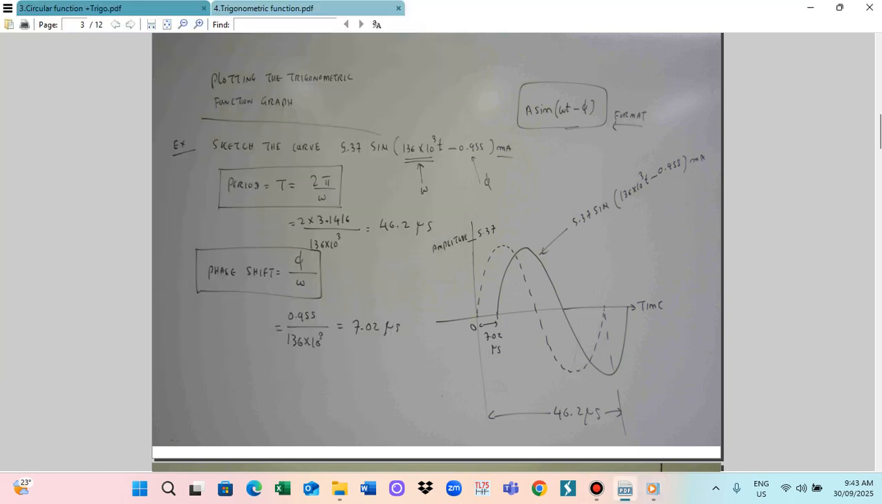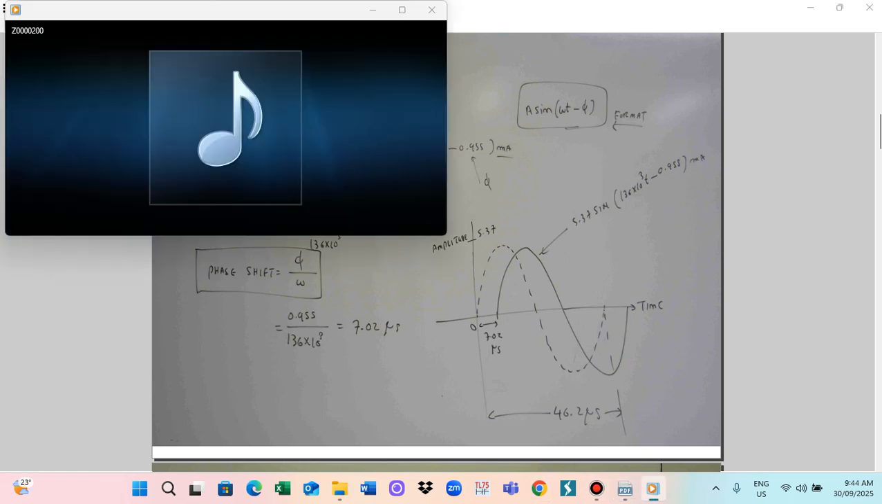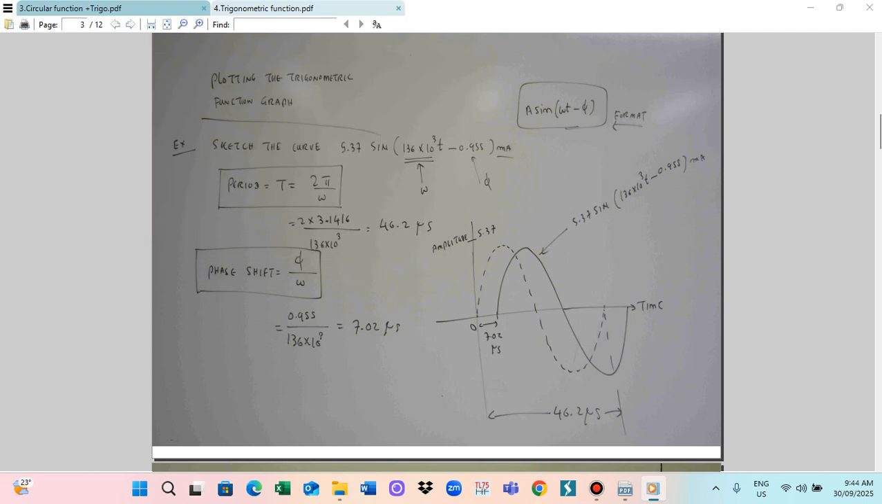Period T is 46.2 microsecond. And then we can also calculate the phase shift angle. Phase shift. The phase shift formula is phi divided by omega. So omega is 136 into 10 power 3, phi is minus 0.955. From here we can calculate the period T.